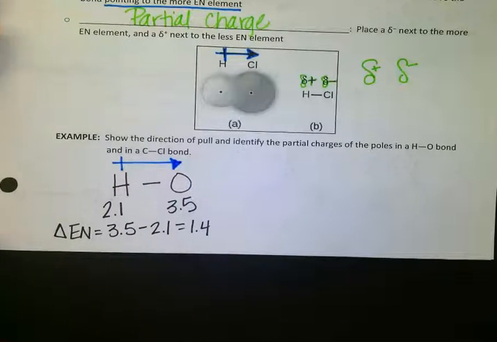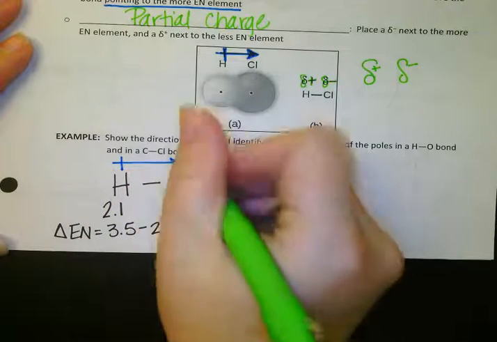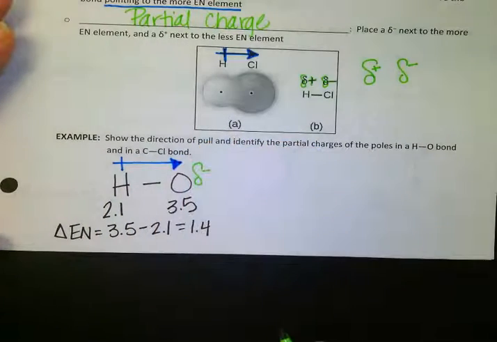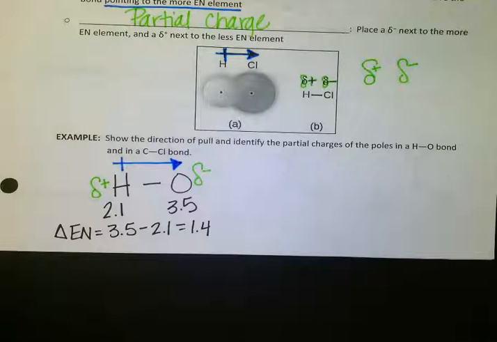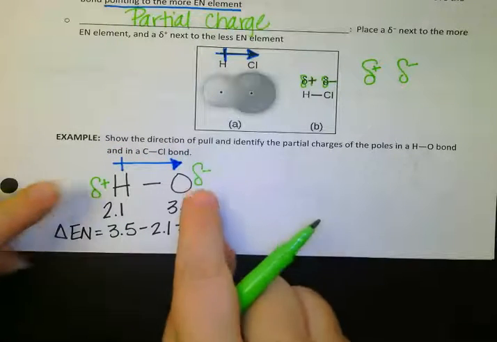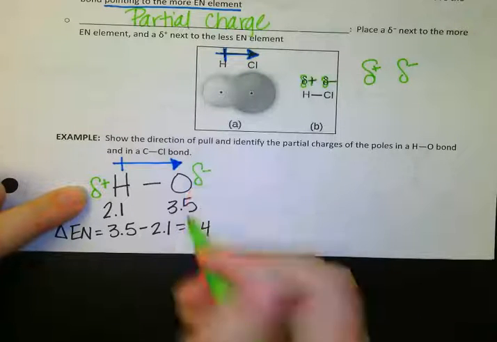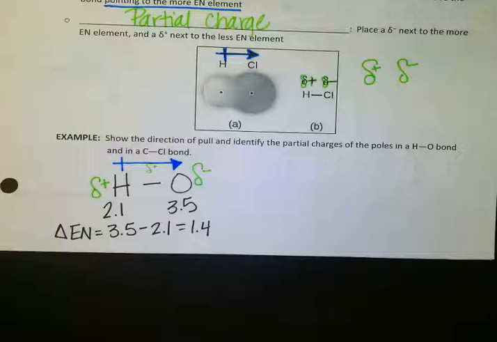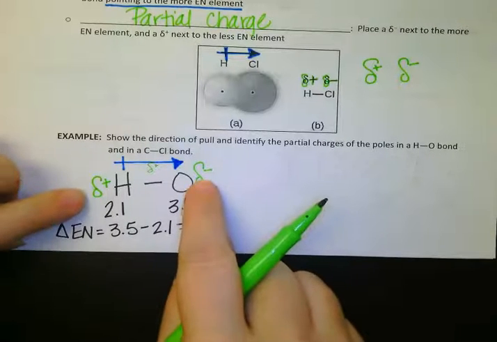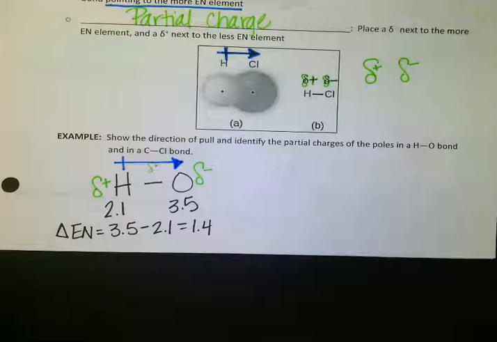Then I need to go back and draw my partial charges. Because the electrons are getting pulled towards the oxygen, it gets a partial negative charge, and the hydrogen will get a partial positive charge. Guys, there's not a specific place where these need to go, but put them close to the elements. If you end up with something way up here, I don't know what that means, and I'm going to assume you don't know what that means either. So when we're drawing them, make sure we get them off to the sides. Okay, you do the other one. Give me about 2 seconds, and I'm going to post it for you.